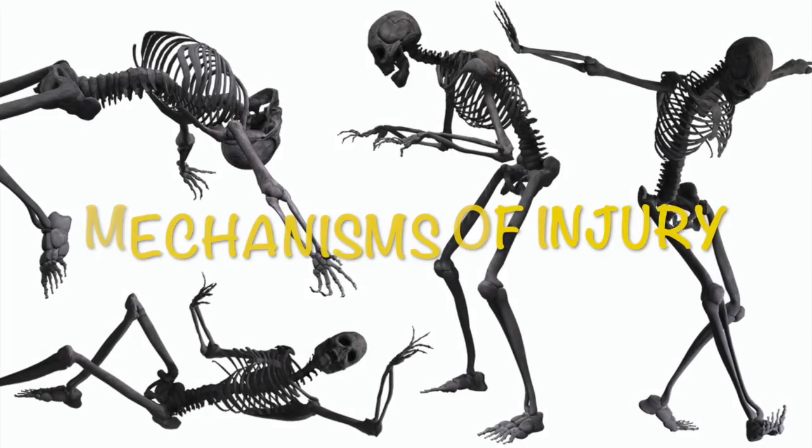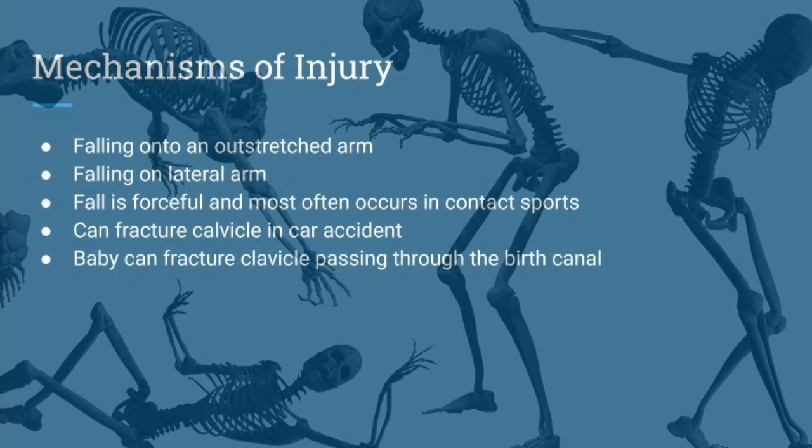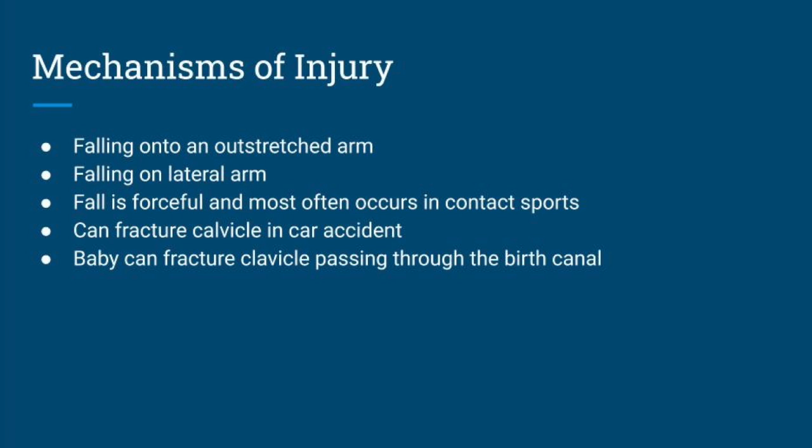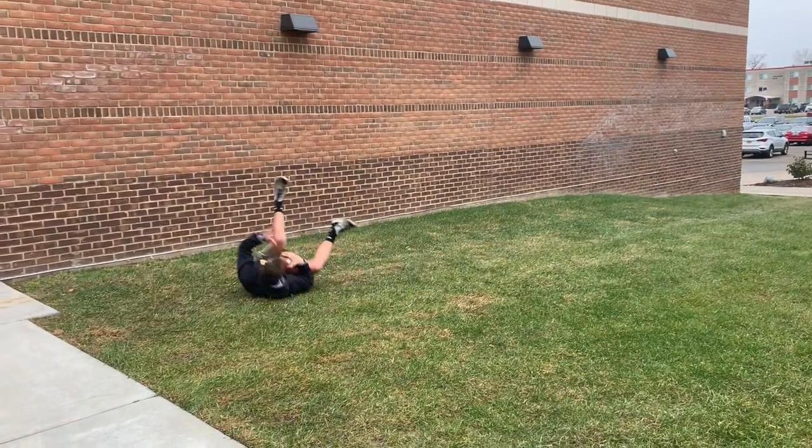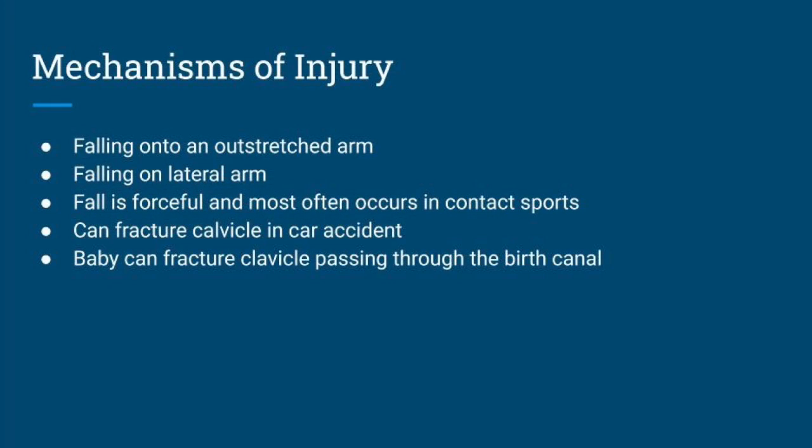Mechanisms of injury. The common mechanism of injury of a clavicle fracture is for the person to fall onto their lateral shoulder. Another way a person can fracture their clavicle is to fall onto an outstretched hand. The fall is usually very forceful and most often occurs in contact sports.